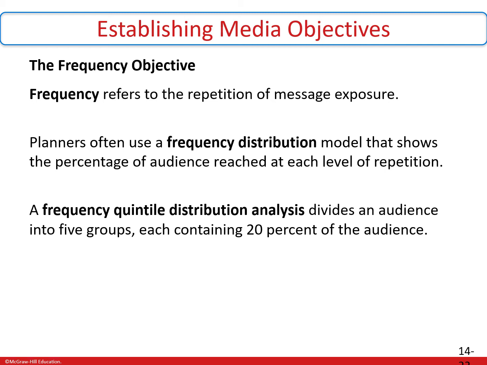Now, our frequency objectives refers to the repetition of message exposure, and planners often use a frequency distribution model that shows the percentage of audience reached at each level of repetition. And what we tend to do is a frequency quintile distribution analysis that divides the audience into five groups, each containing 20% of the audience.